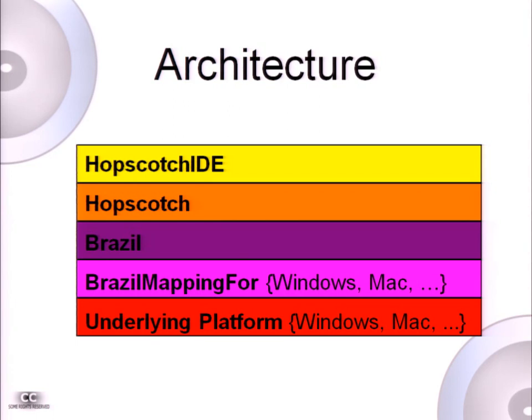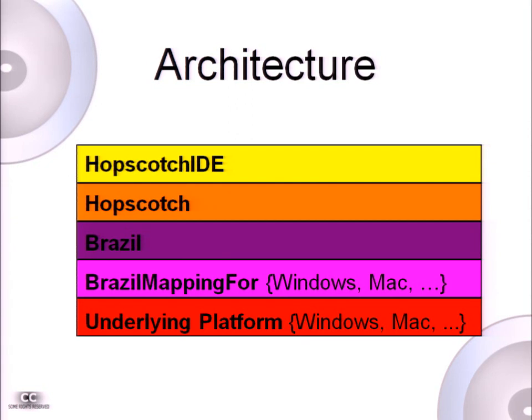So the IDE is the top-level layer, and it runs on top of this library I've alluded to, the Hopscotch framework. This, in turn, runs on a thing called Brazil, named after the movie. We have this sort of dystopia theme. And Brazil is a widget GUI library. I guess it's a portable retained graphics 2D widget library. And what connects Brazil to reality, to the underlying platform, as it were, is a mapping layer.